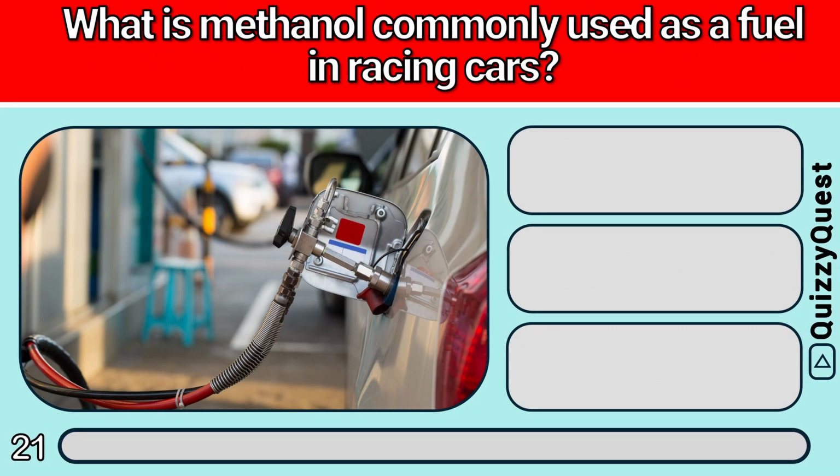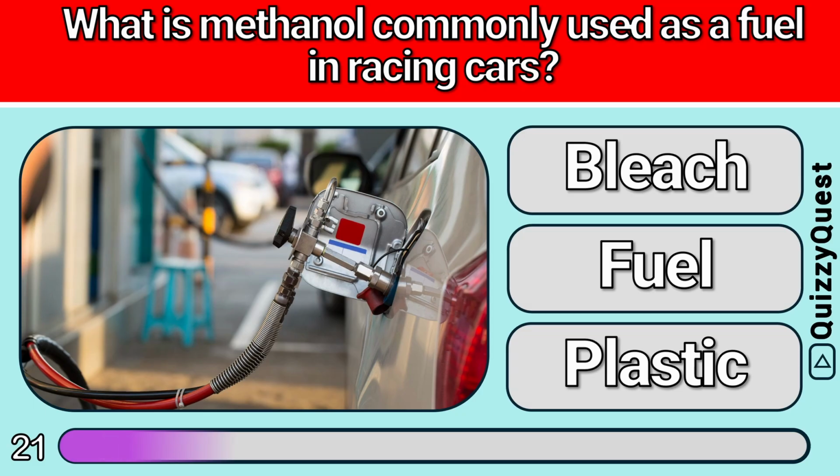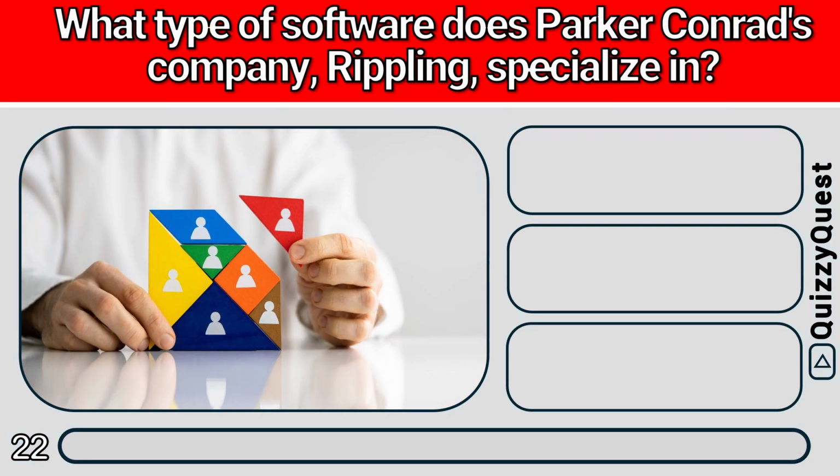Is methanol commonly used as a fuel in racing cars? Is it A, bleach, B, fuel, or C, plastic? It is B, fuel. What type of software does Parker Conrad's company Rippling specialize in?